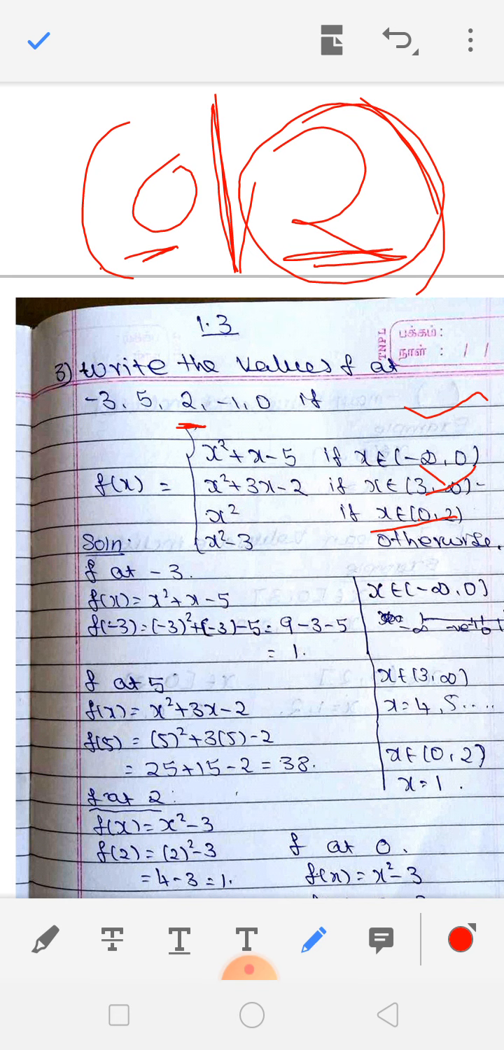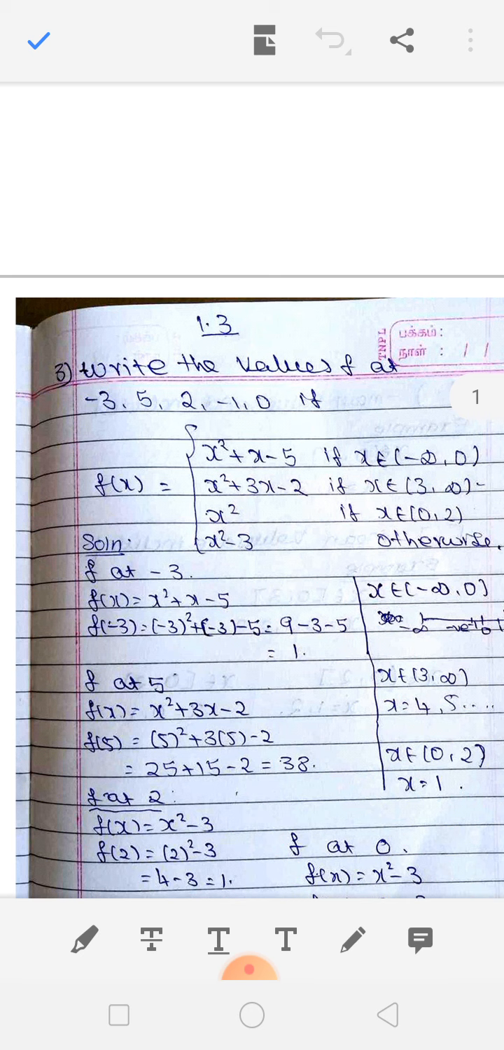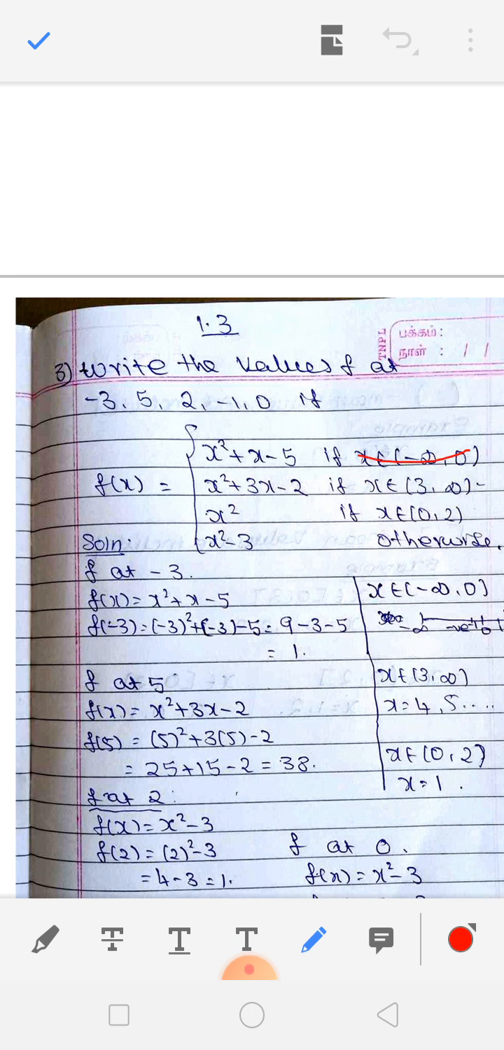So 2 does not come here, but we need the answer for 2. Is there any interval? No interval. So 2 is not in this interval, 2 is not in this interval, 2 is not in this interval. Which means we can use otherwise. If none of these apply, we use otherwise. The otherwise function is x square minus 3. So f of x is equal to x square minus 3, and I just put the value 2 in place of x. So 2 square minus 3, 4 minus 3, is equal to 1.